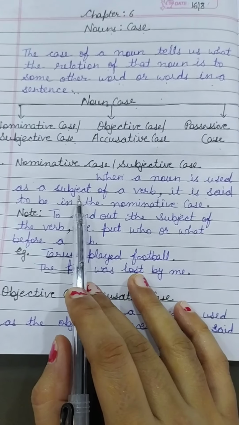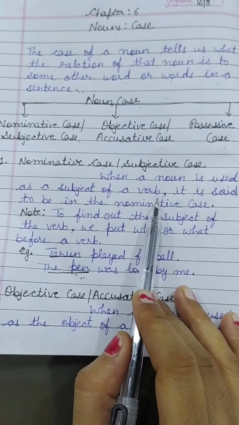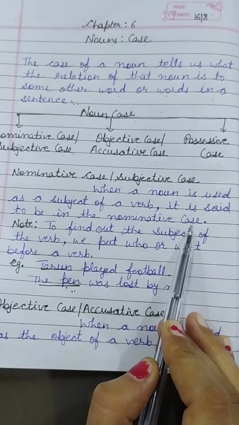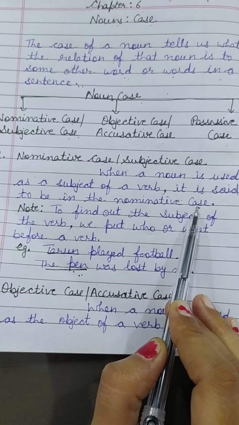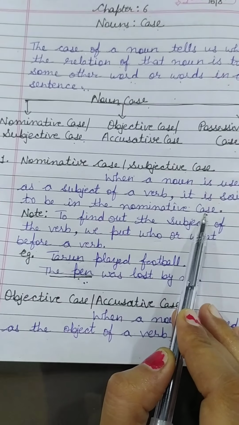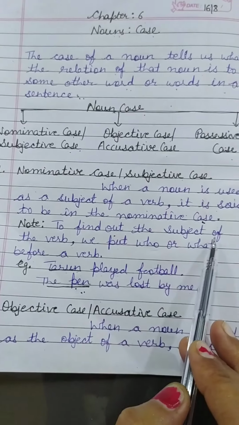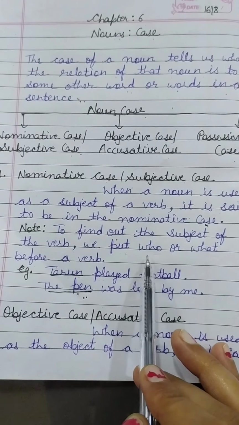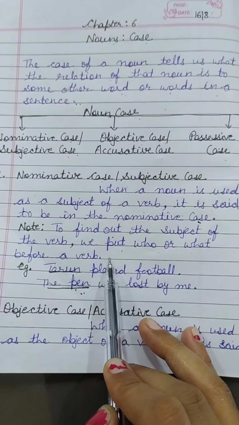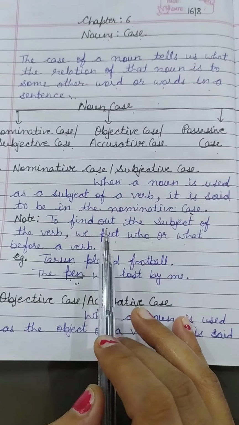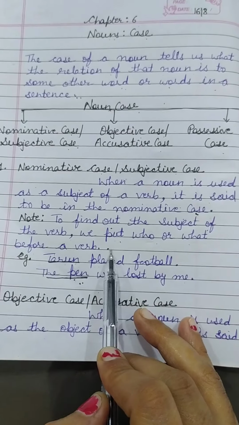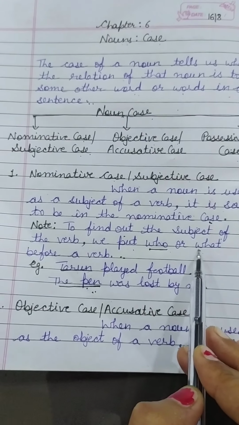Nominative case or subjective case. When a noun is used as the subject of a verb, it is said to be in the nominative case. Subject is the doer of the action. The subject does the action. To find out the subject of the verb, we put who or what before a verb. The nominative case answers the question who or what.